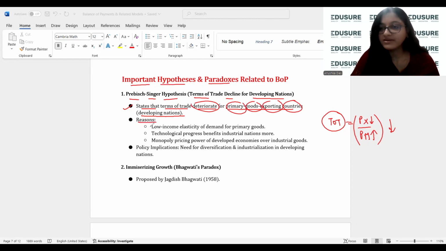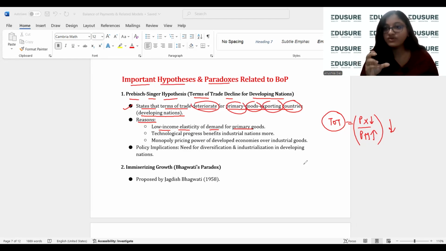So what are the reasons for that? First is low income elasticity of demand for the primary goods. Basically, it's not that if we don't export the primary good, nobody else will get it. We are not selling something which has some unique value proposition. If you have a final product which has a unique selling point, then only are we selling some high value product, a final product.